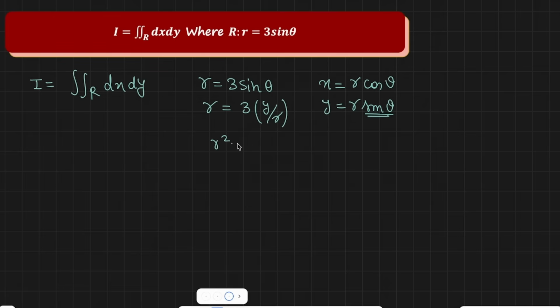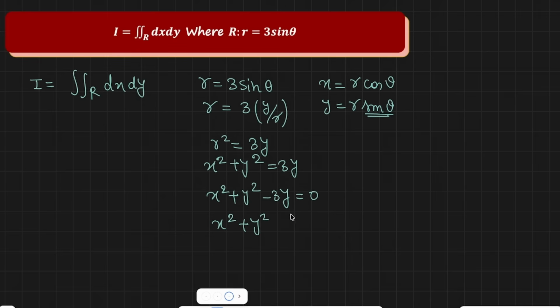So it will be r square is equal to 3y. If it is r square, then I can write this as x square plus y square equals 3y. This is the circle: x square plus y square minus 3y is equal to 0. You make the perfect square. How? Take the coefficient of y, take half of it, square it, and add and subtract. This is how to make the perfect square.